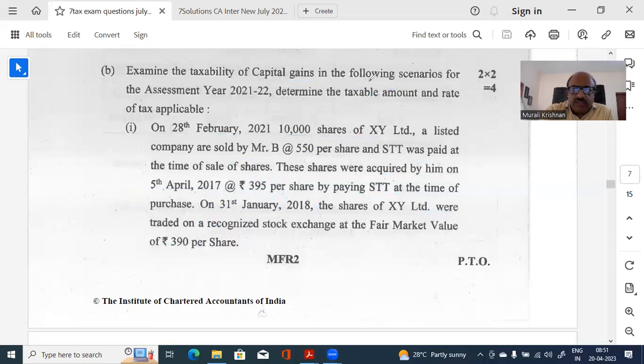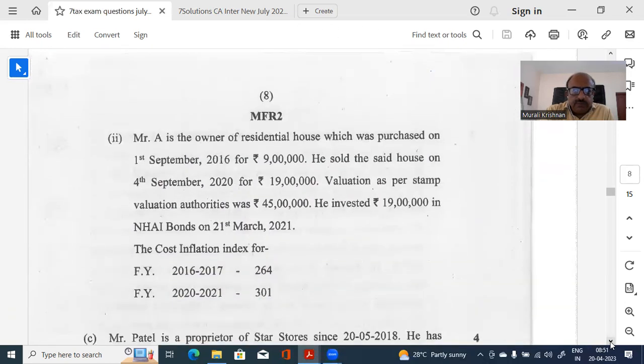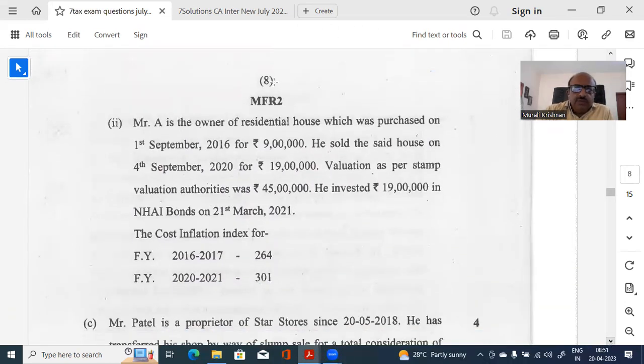And what is the second question? Then we look at the solution. The second question under capital gain is very simple. X, owner of a residential property, purchased it on 1st September for 9 lakhs. He sold the property for 19 lakhs. The stamp duty value is 45 lakhs. He invested 19 lakhs in NHAI bonds. So the main thing they want to test is which value to take.